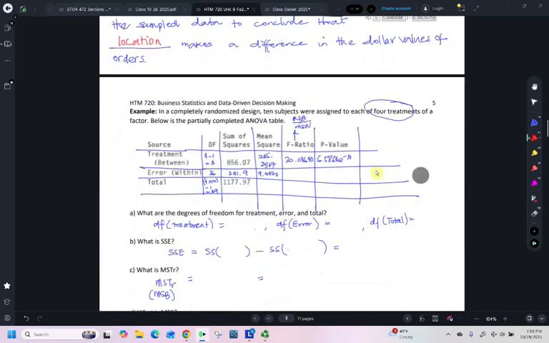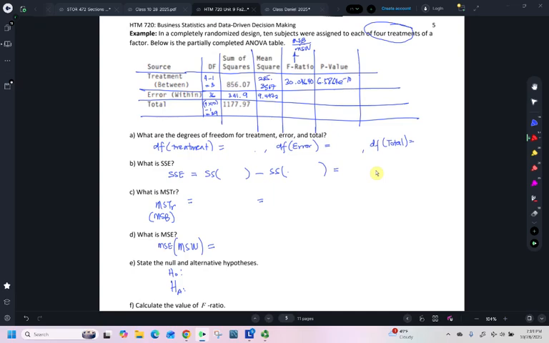All right, let's take yet another example, this time an incomplete ANOVA table. I already have some of this pre-filled, but we're going to work it out step by step. So let's read the context first, because context is everything. It says that in a completely randomized design, 10 subjects were assigned to 4 treatments. So we have treatment 1, treatment 2, treatment 3, and treatment 4.